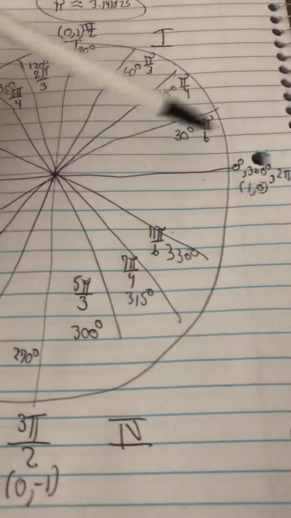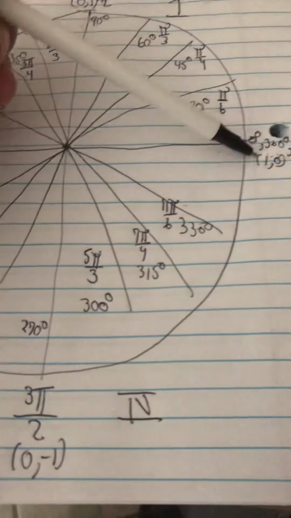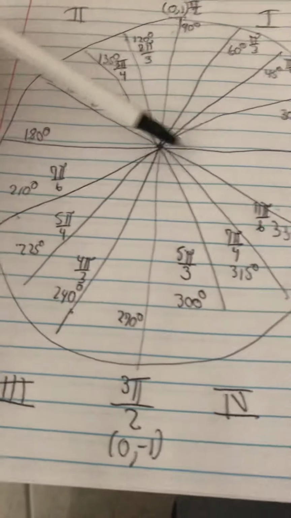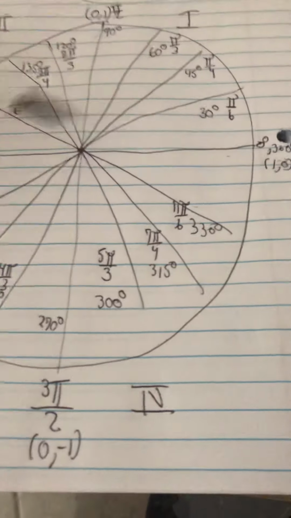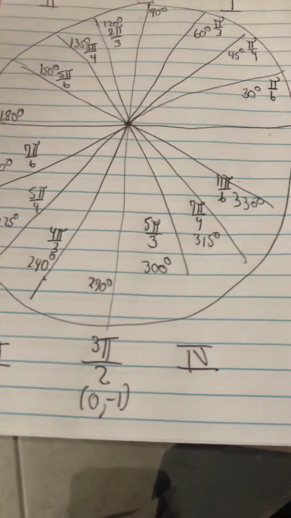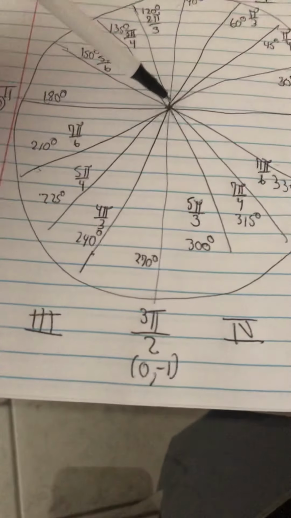You're all familiar with that. So obviously, if you go right, it's positive. If you go left, it's negative. X is positive when you go right, X is negative when you go left. And then for the Y's, you're positive when you go up, and y is negative when you go down.